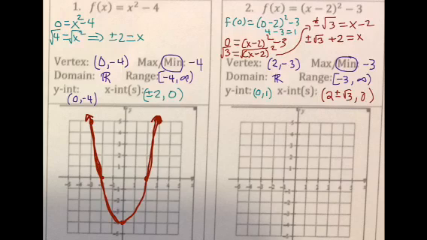Okay, if you want the approximation, just put this number into the calculator. So you would do 2 plus radical 3, and then 2 minus radical 3, and then you would plot those points. Okay, so let's go ahead and plot this graph. So we have the vertex is 2, negative 3.